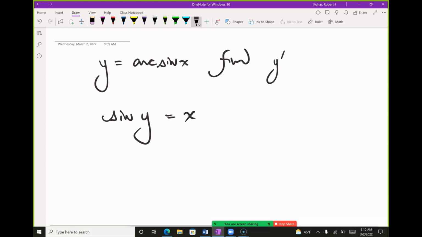Once I see an inverse trig, I see a trig. Once I see a trig, I see a triangle. So I see a right triangle, and sine is opposite over hypotenuse. So I must have an x for the opposite side, a 1 for the hypotenuse, and the remaining side is the square root of 1 minus x squared. Does anyone need to see the Pythagorean theorem there for that remaining side?